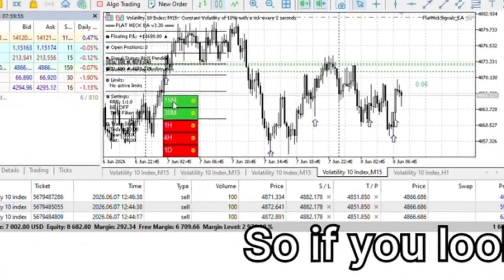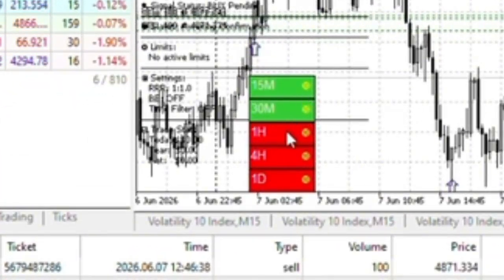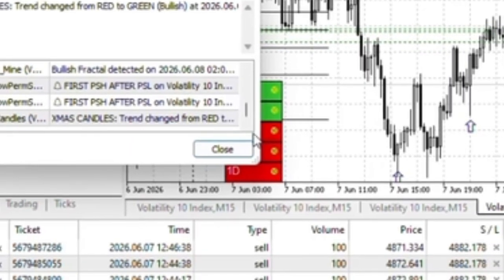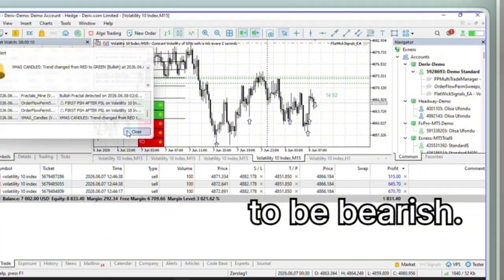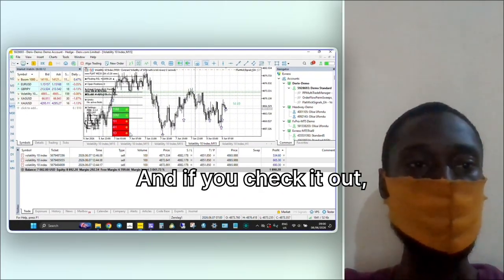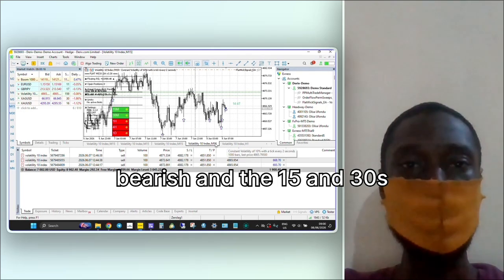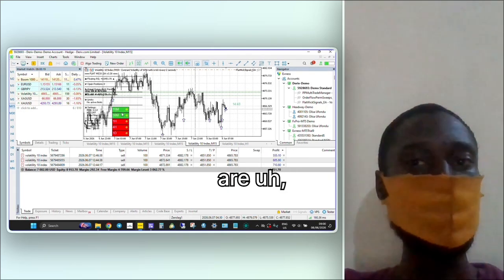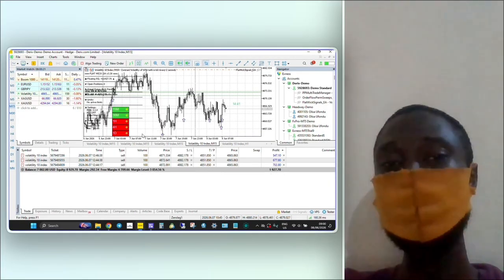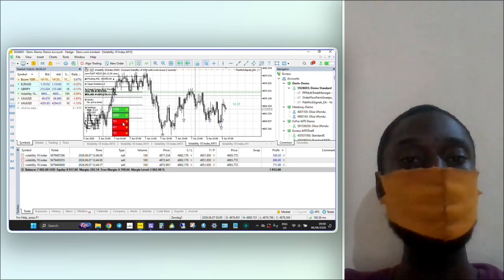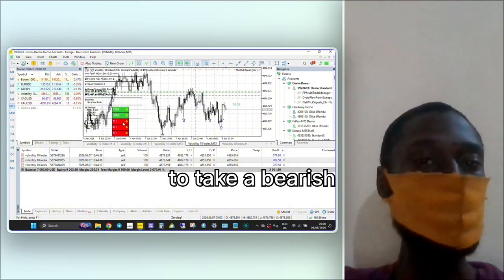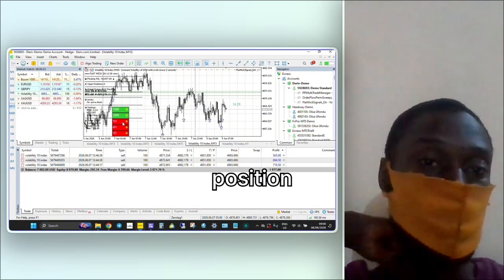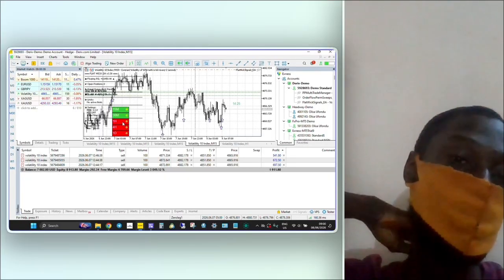this indicator. So if you look at this indicator now, it's telling you that you have a daily, 4-hour, and 1 hour to be bearish. Okay, and if you check it out, you see that it is actually bearish, and the 15 and 30 are bullish at the moment. So we can be certain or confident to take a bearish position, because we know that the higher time frames are bearish.